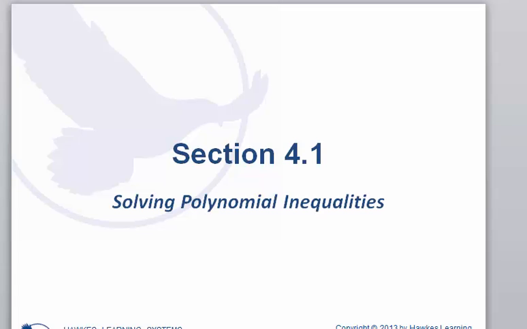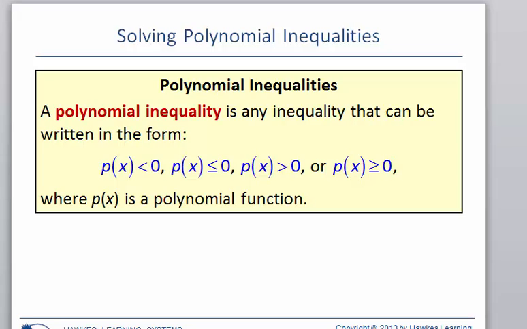Our last topic in section 4.1 is solving polynomial inequalities. A polynomial inequality is any inequality that can be written in the form p of x is less than 0, p of x is less than or equal to 0, p of x is greater than 0, or p of x is greater than or equal to 0, where p of x is a polynomial function. In other words, if you have a polynomial function with any of these symbols, you have a polynomial inequality.